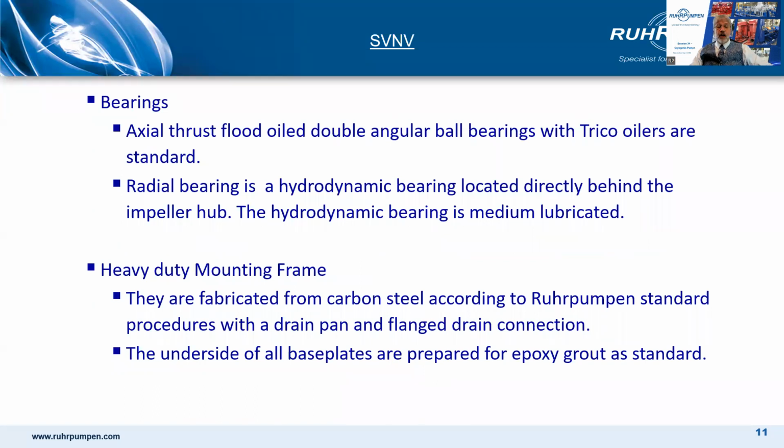Thrust bearings are regular angular contact bearings, oil lubricated. The radial bearings are product lubricated sleeve bearings. And all these are mounted in a heavy-duty mounting frame with a drain pan.